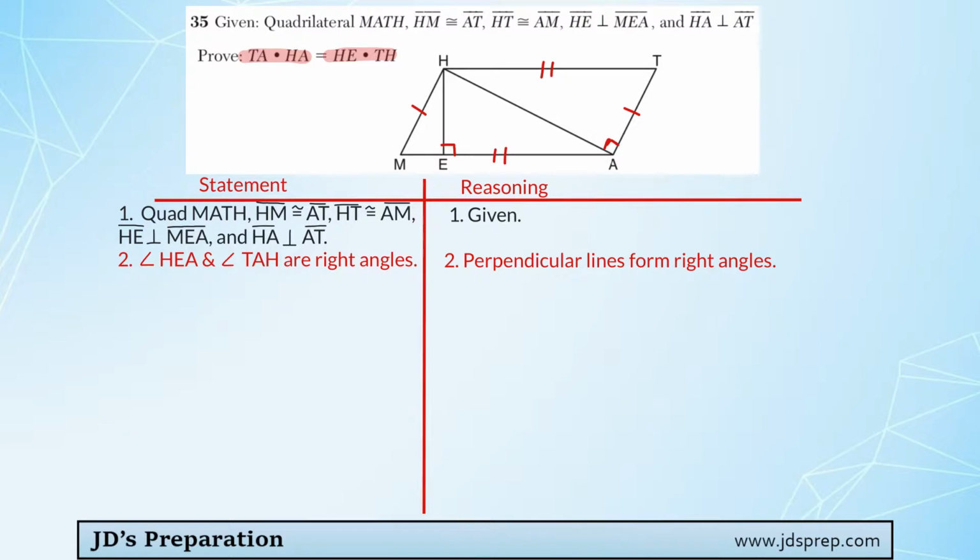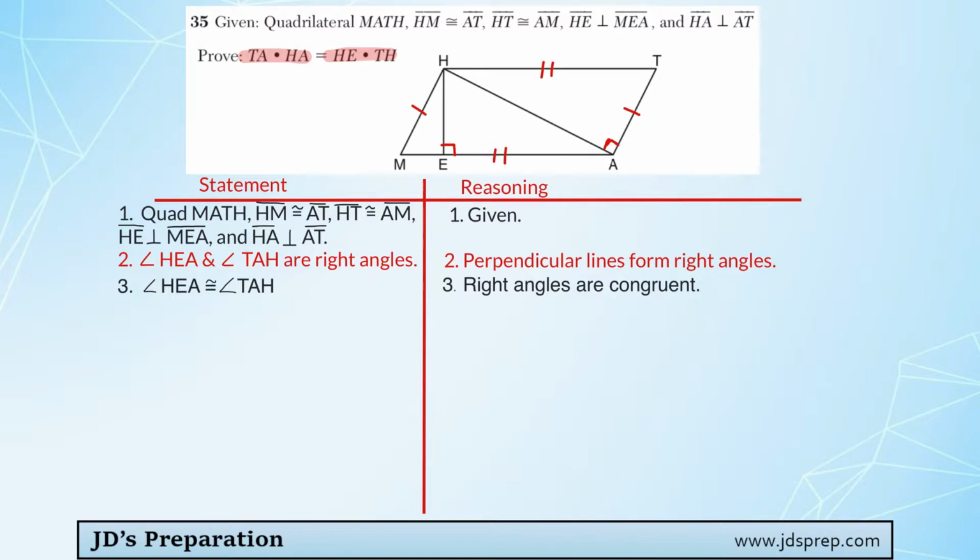But now that we've explained that, we can now give a statement saying that those two angles, HEA and TAH, are congruent. So at this point, I'm going to pause for a second because so far we've pretty much just stated some pretty obvious things. So I'm going to explain what our strategy is here.